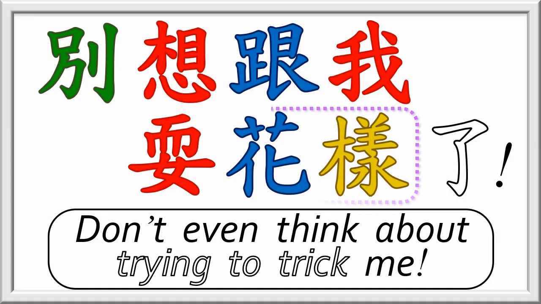花样 means a style or model, but when used with 耍, the meaning changes to play a trick on someone, and not in a good way. 别想跟我耍花样了. Don't even think about getting up to any tricks with me.